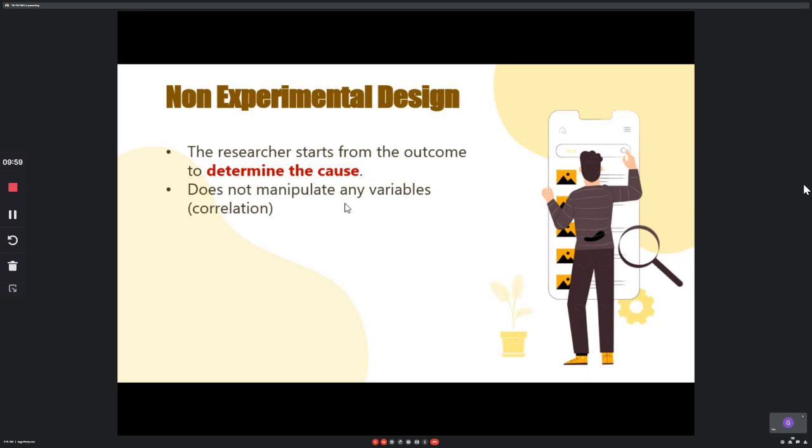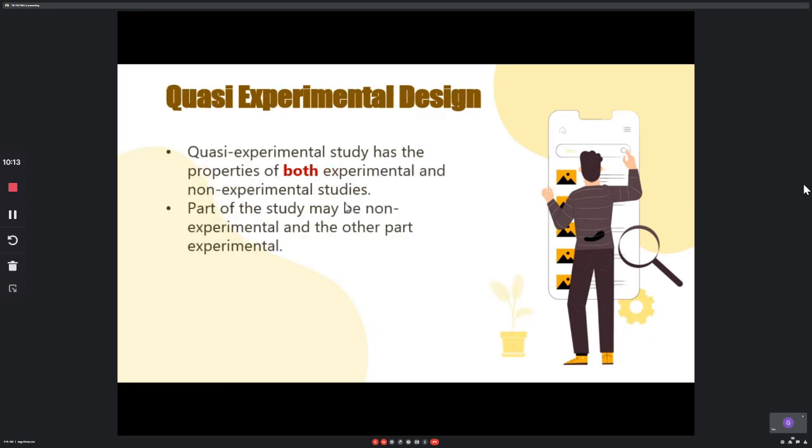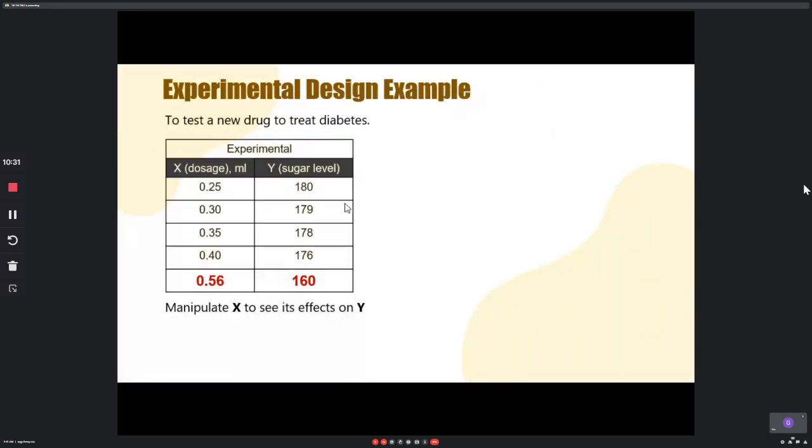Non-experimental design: you want to determine the cause. So this is called correlation. We want to find out which variables are related or cause this to happen, cause your dependent variable to change. Quasi-experimental design involves both experimental and non-experimental study. So part of your study is non-experimental and the other part is carried out as an experiment. A combination of both is quasi-experimental design.